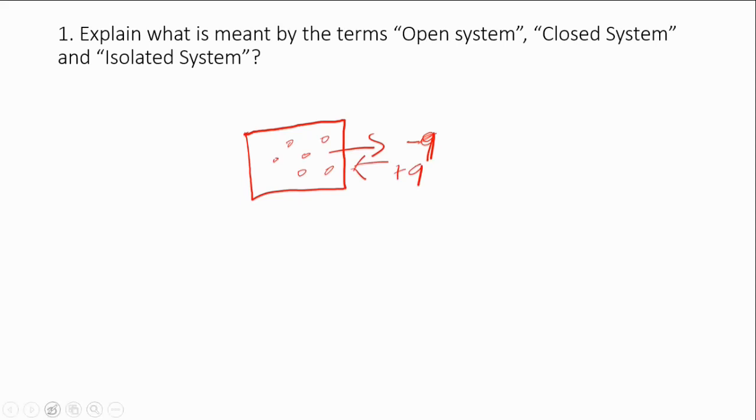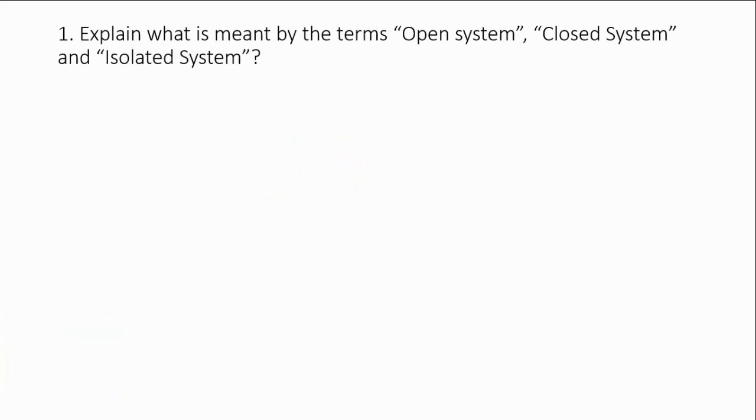An isolated system is one that does not exchange anything with its surroundings. That is, it does not exchange energy or matter with its surroundings. And a special case of that is an adiabatic system. An adiabatic system is a special case of an isolated system. So nothing is exchanged with its surroundings.